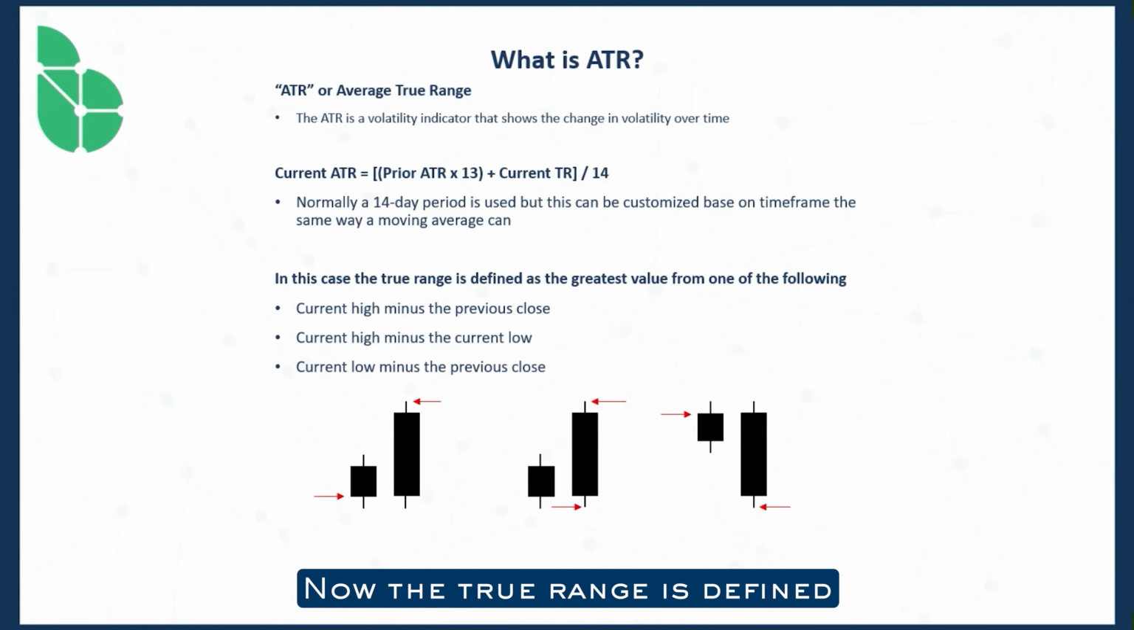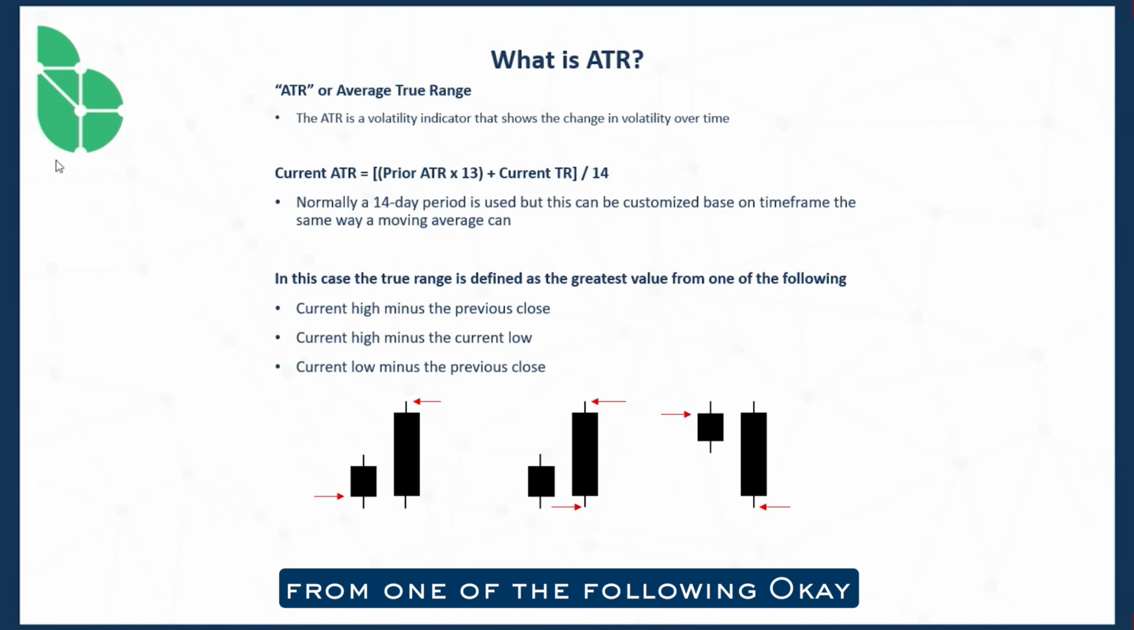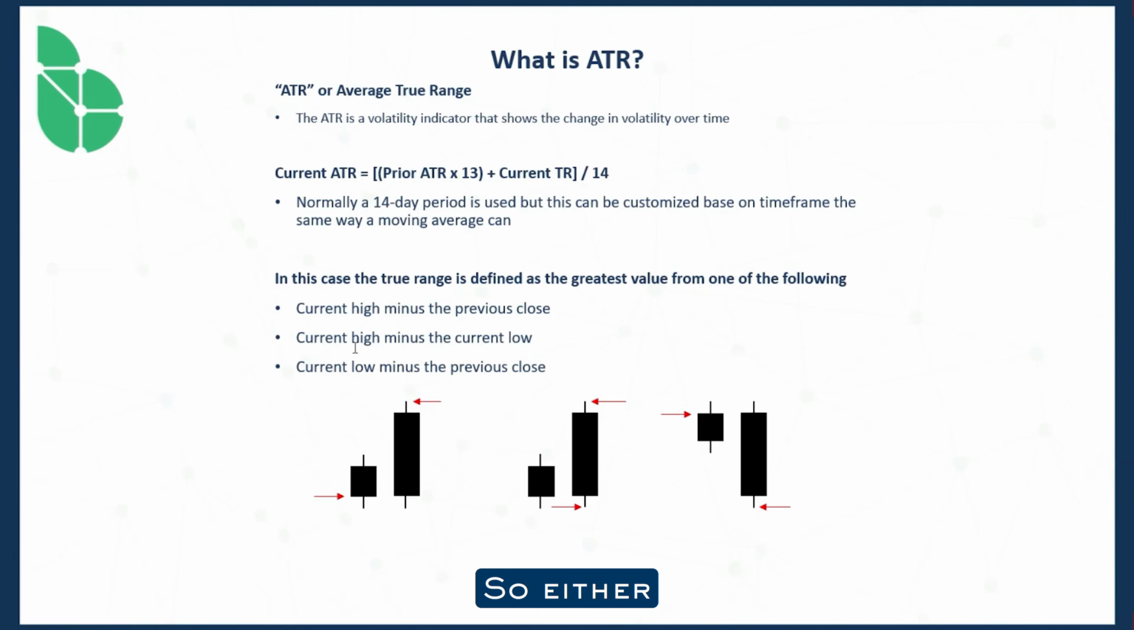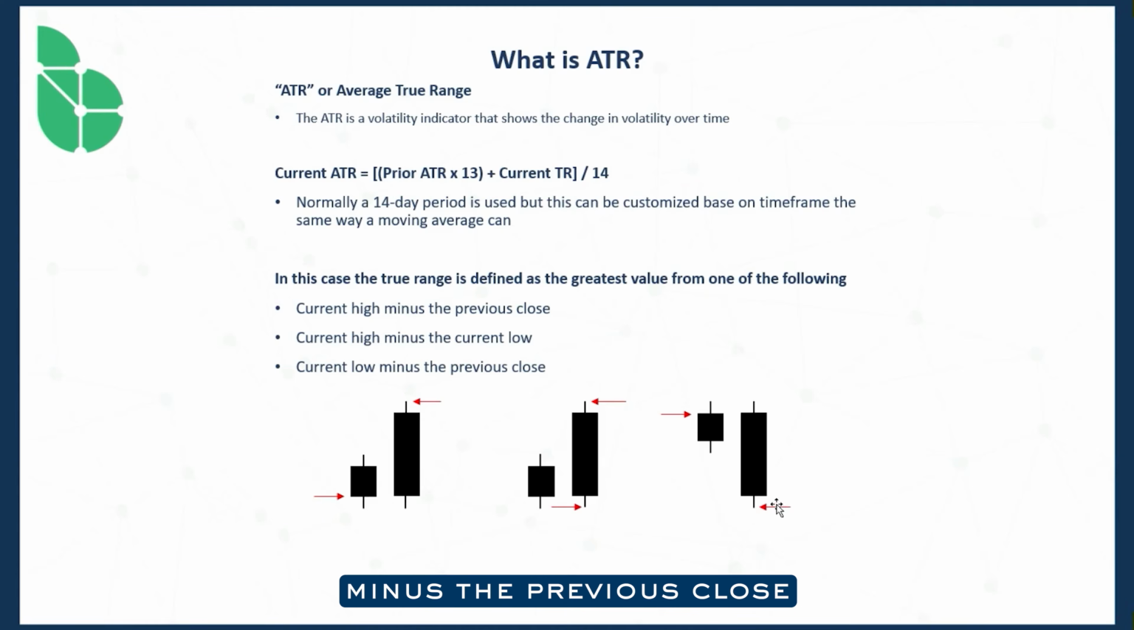The true range is defined as the greatest value from one of the following: either the current high minus the previous close, the current high minus the current low, so this entire range right here, or the current low minus the previous close. Whichever of these is the largest value is the value used in the calculation for the true range.